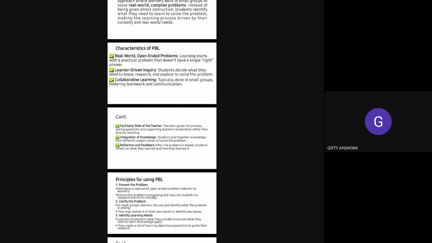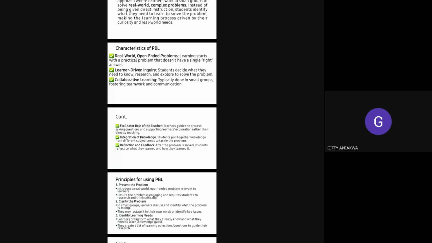And then it fosters collaborative learning. There's collaborative learning in PBL. It is typically done in small groups, which fosters teamwork and communication. And then it facilitates the role of the teacher. The teacher serves as a facilitator here. Okay, this one has been said over and over again. The teacher guides the process, asking questions and supporting learners' exploration rather than directly teaching them.